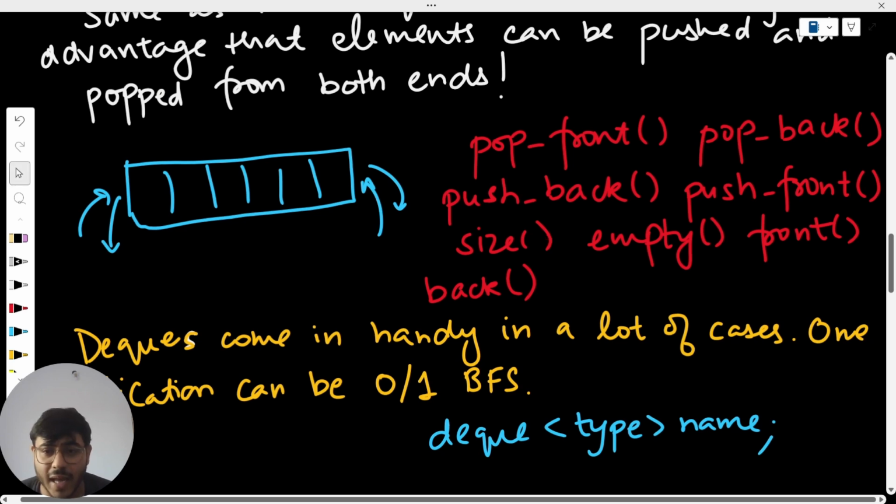And then we have size and we have empty. Empty tells you if a data structure is empty. Then we have front and back. Front basically tells you the front element and back tells you the back element. This is basically the total number of functions that you use in a DQ.